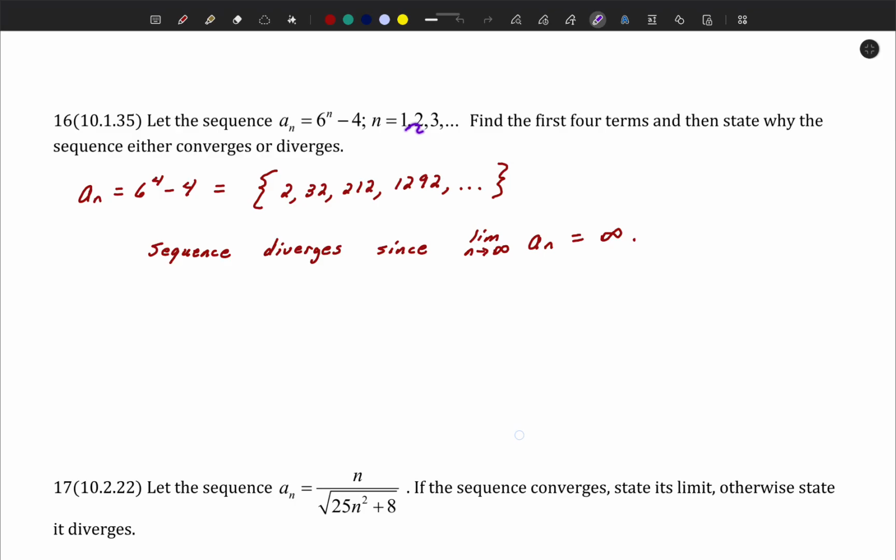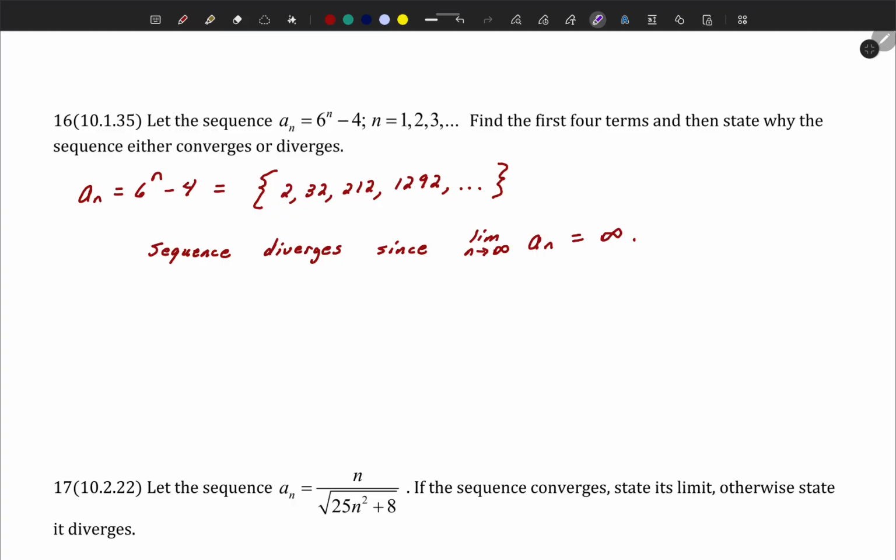And I said, well, okay, when n is 1, you're going to have a sub n. I don't know why I put 6 to the fourth over there. It's 6 to the n. So 6 to the n minus 4, as you can see above. When I plug a 1 into it, you just get 6 minus 4. That's where the 2 came from.